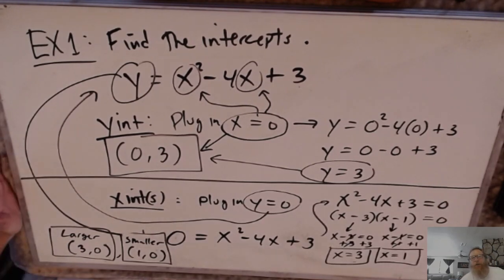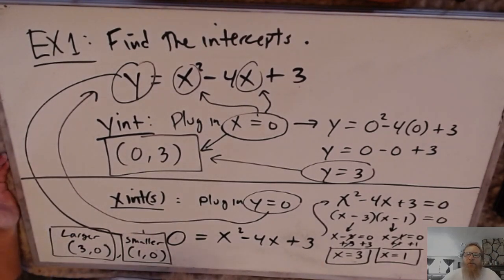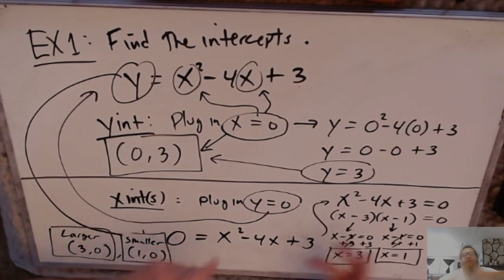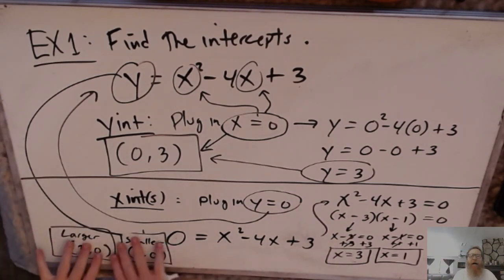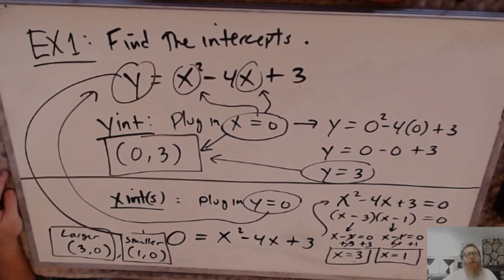Just follow the directions. Sometimes the directions will say, which one is the smaller one? Well, the smaller one is 1, 0. The larger one is 3, 0. Now you could put them in order if you really want. Put the smaller one first and the larger one second. I already wrote them down, so it is what it is at this point.